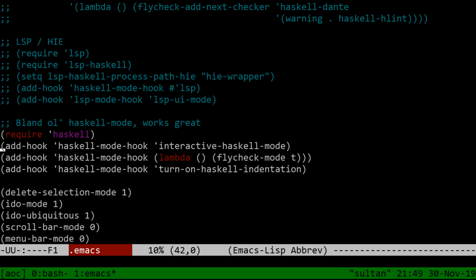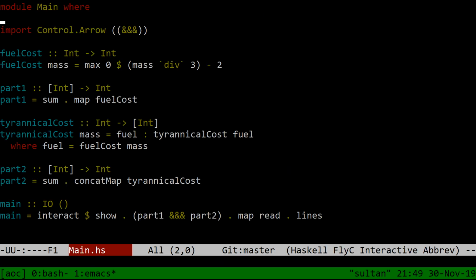I have a REPL. I have highlighting of compiler warnings, compiler errors, and linter errors. I guess linter warnings, really. And it just works totally fine. So I wrote part main. My main is pretty much the same as it always is, right?